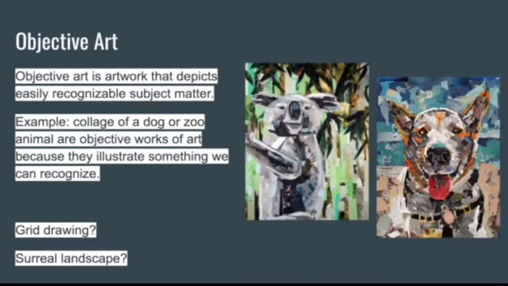So if you can think back to our animal grid drawing in our surreal landscape, you look at those drawings and you can tell right away what those things are. So it represents something that we have seen before. So we can tell, even though this is in a collage style, we can tell right away that that's a koala and that's a dog.